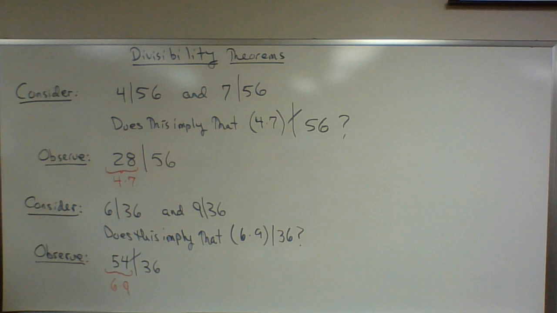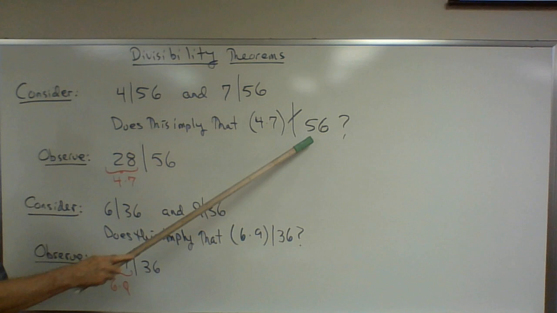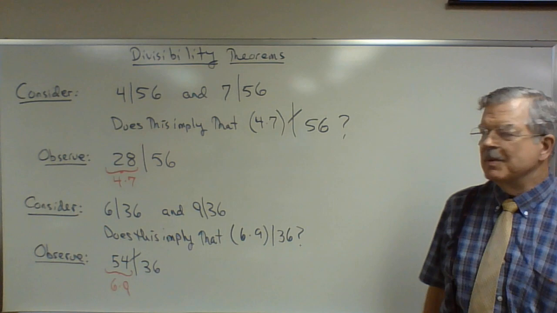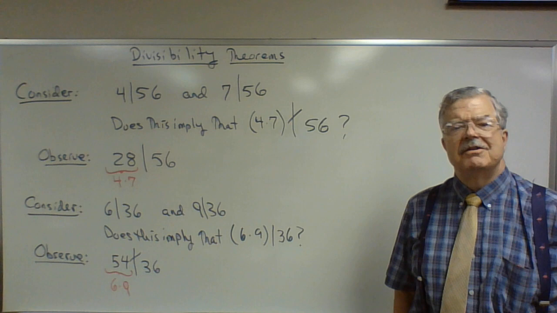Well, here the product of the divisors divided 56. The other two times, the product of the divisors didn't divide whatever number we were working with. Let's look at a divisibility theorem that will shed some light on this.